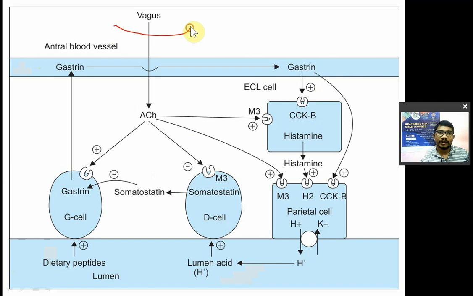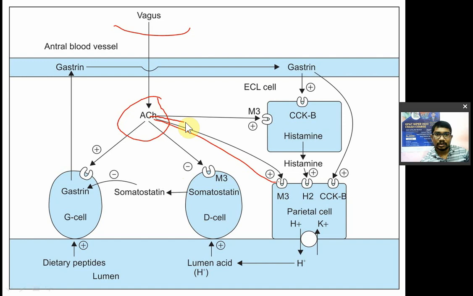Your brain will signal the vagus nerve to release acetylcholine. Now this acetylcholine acts in three ways. The first way is that it directly stimulates the proton pump, acting as an agonist on the muscarinic receptor.